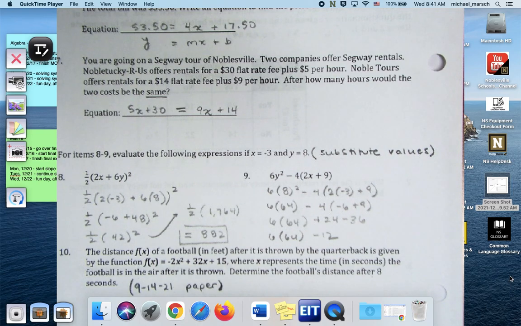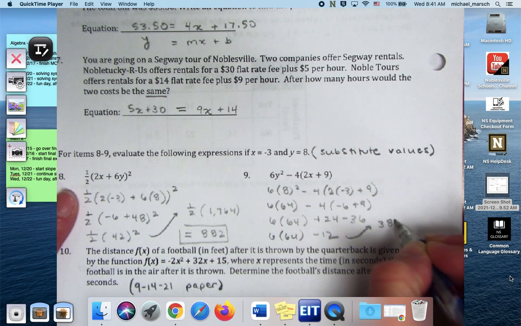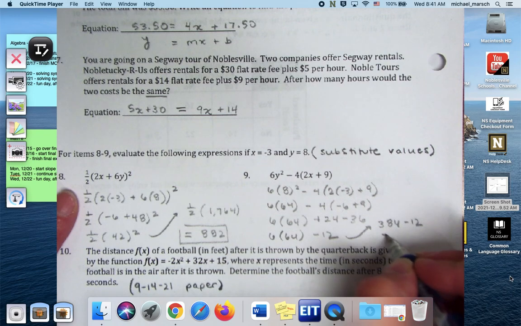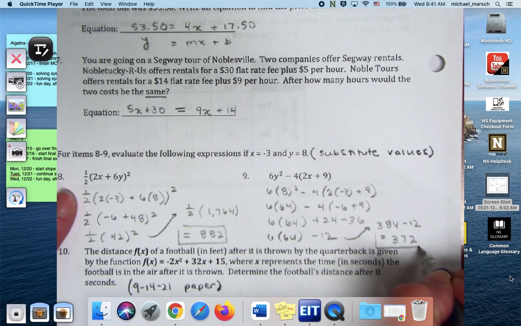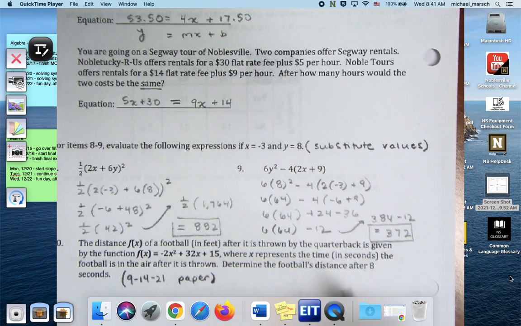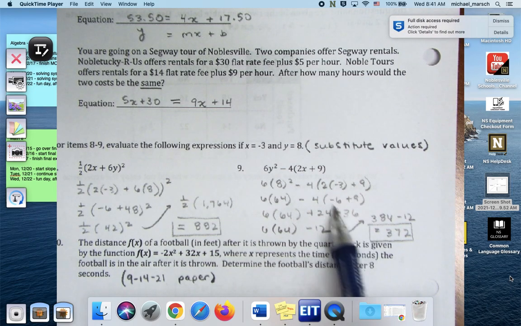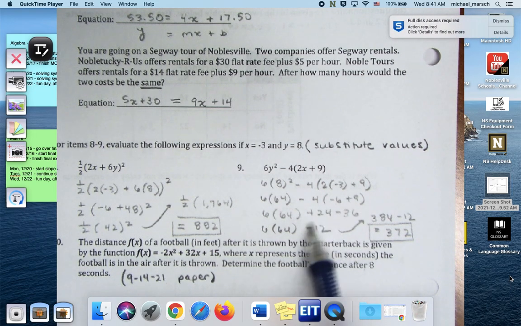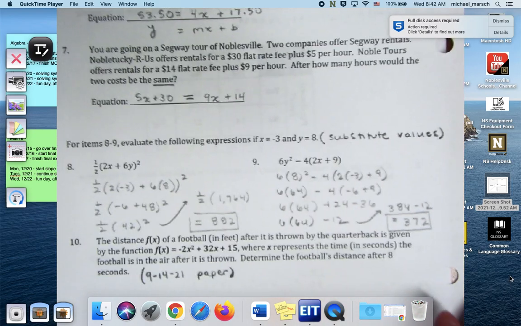Check my calculations here. So I get 384 minus 12. So my final answer should be 372. So we just work through the process of elimination. Now here, you could have done negative 6 plus 9 and gotten 3. Negative 4 times 3, you would still get to this 12. So either way, either of those methods would have been fine.